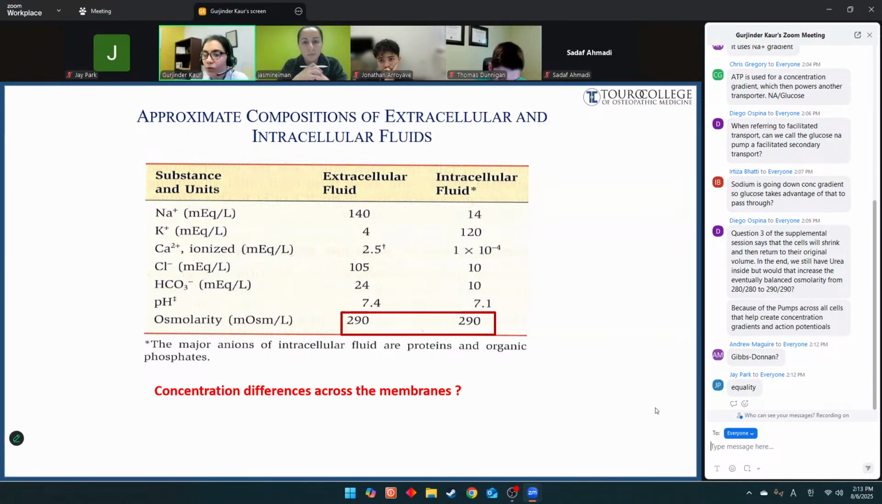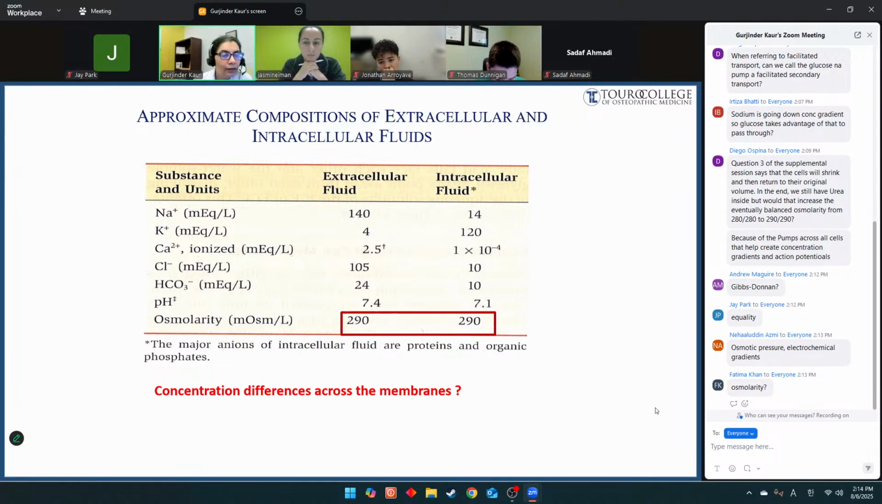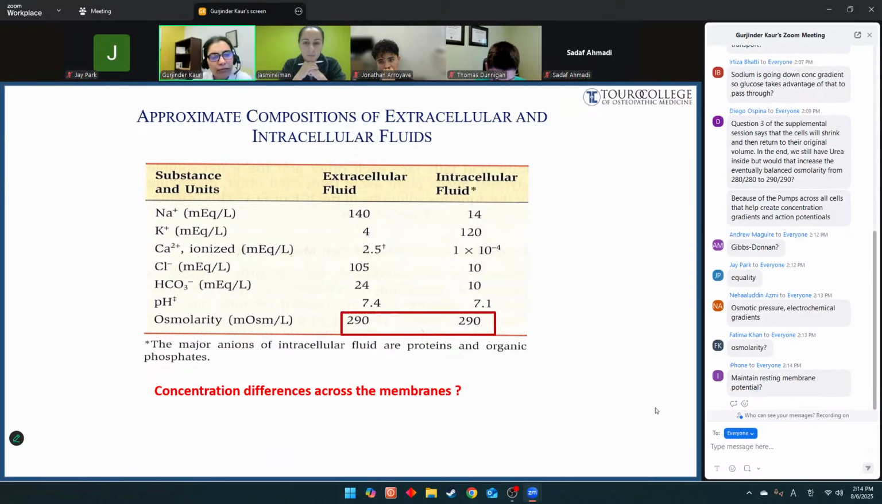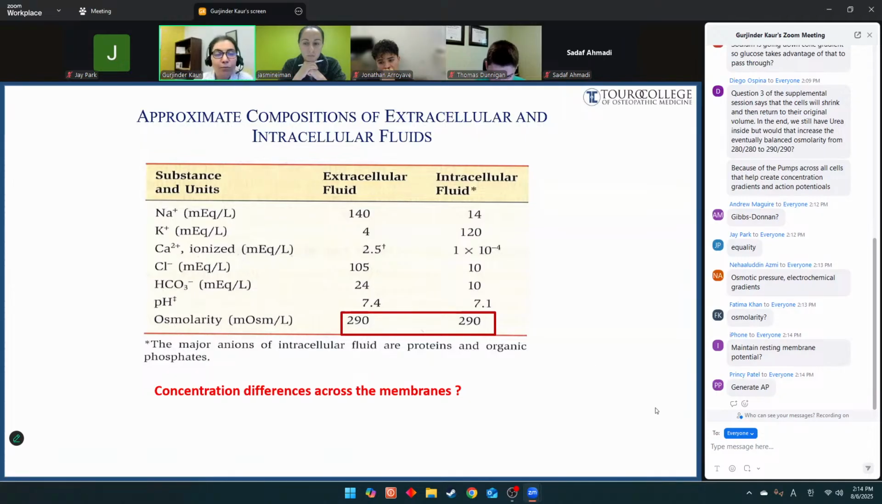To keep the concentration gradient going with the active transport, because all your secondary active transport is based on that, right? So glucose coming in, amino acids coming in, or calcium going out, hydrogen going out, all those functions are based on the secondary active transport. So you got to maintain the concentration gradients in and out. What else? Osmolarity, yeah, correct. Resting membrane potential.